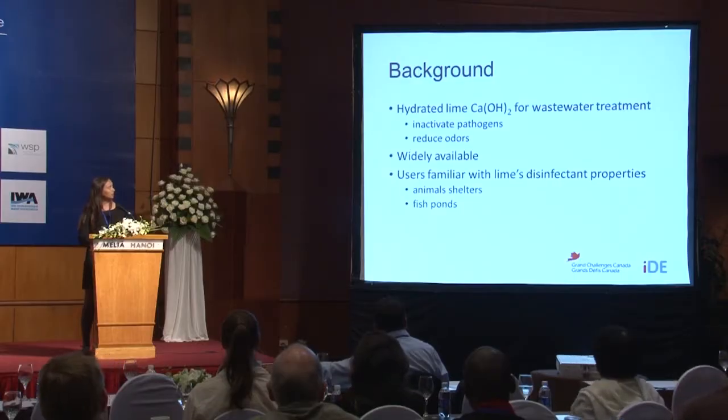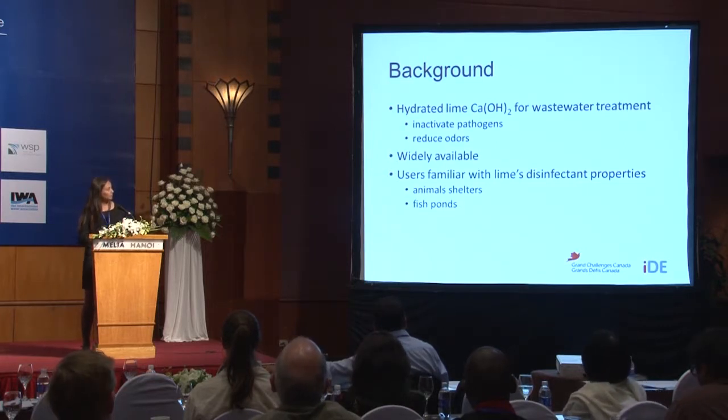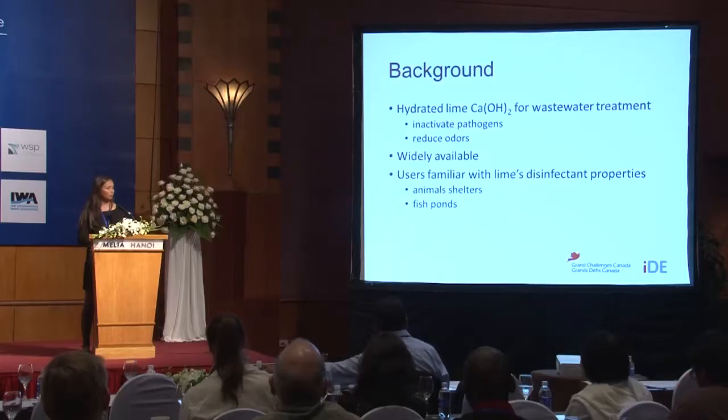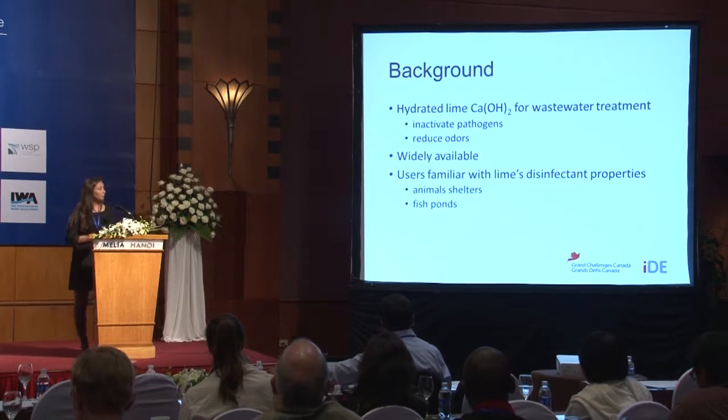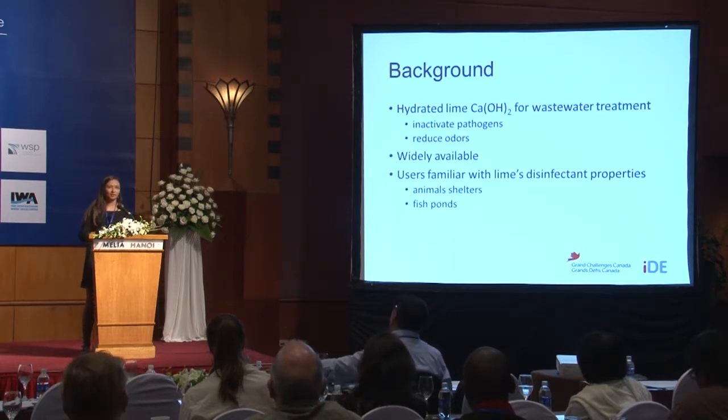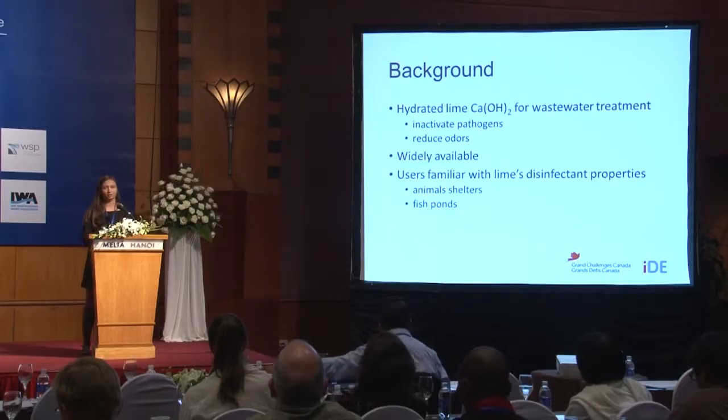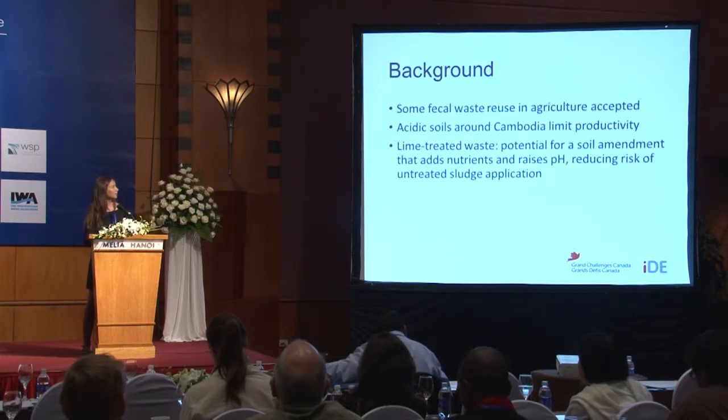So the reason to use hydrated lime, Ca(OH)2, for wastewater treatment and sludge treatment is that it basically inactivates pathogens and reduces odors. These are the 2 key characteristics. It's quite widely available, at a quite low price. In Cambodia, a lot of users are familiar with the fact that it does have disinfecting properties. It's quite often used for disinfecting animal shelters and for disinfecting fish ponds as well.